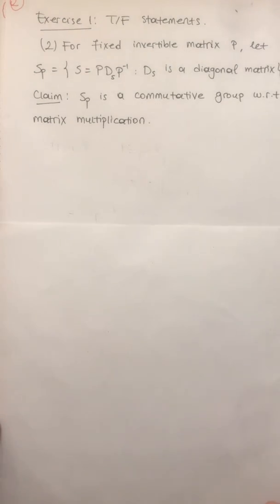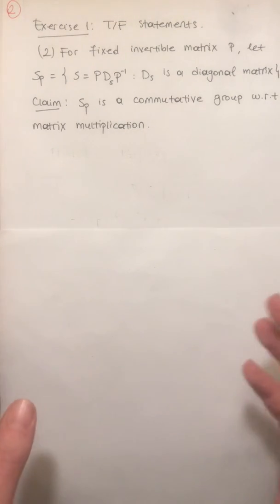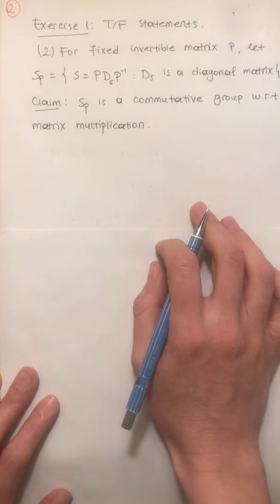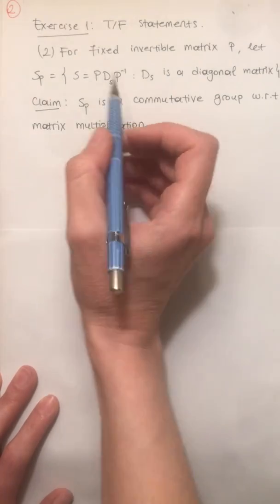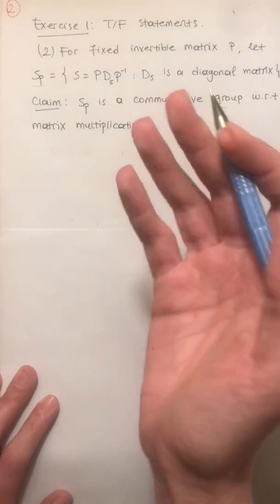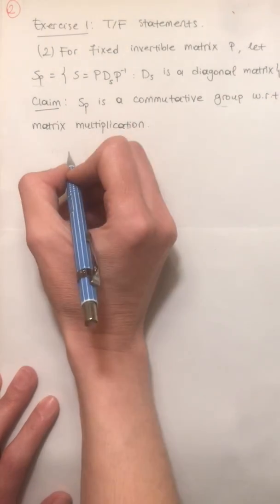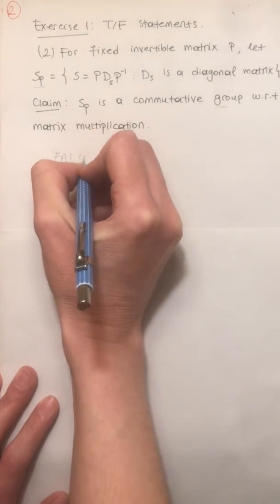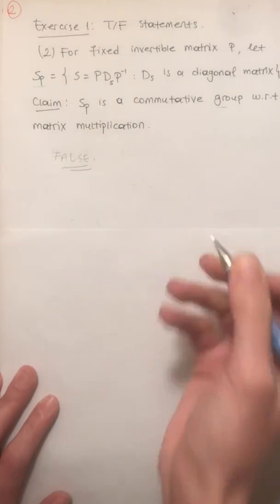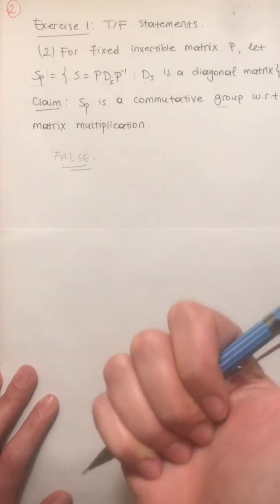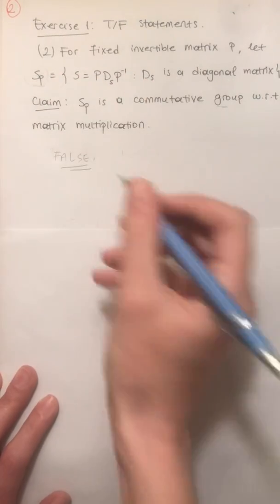So for the second statement, we have a set. Actually, this is a subset of all diagonalizable matrices. And we want to see that actually it is not a commutative group. Actually, it is even not a group. And one axiom fails. And this axiom is that not every element has a multiplicative inverse in the set.